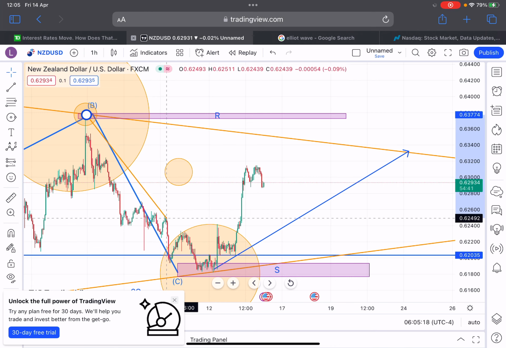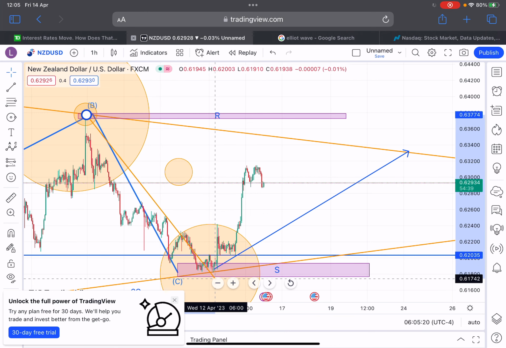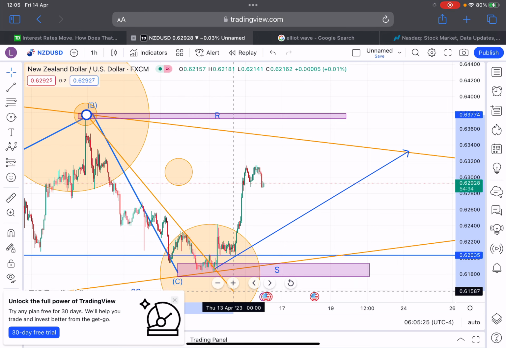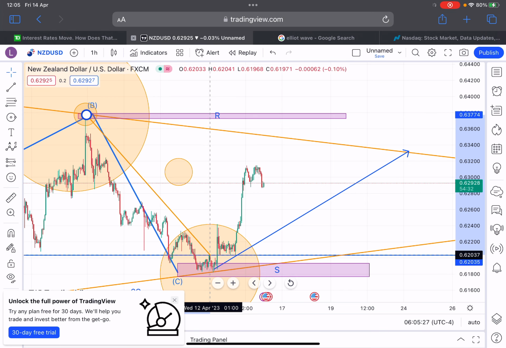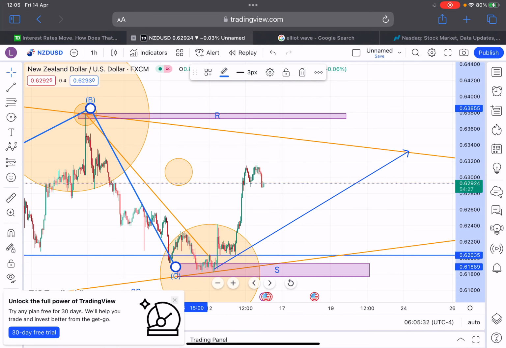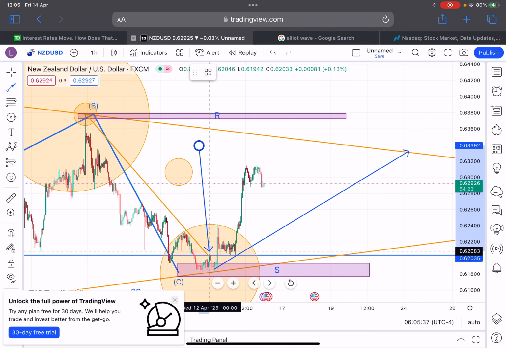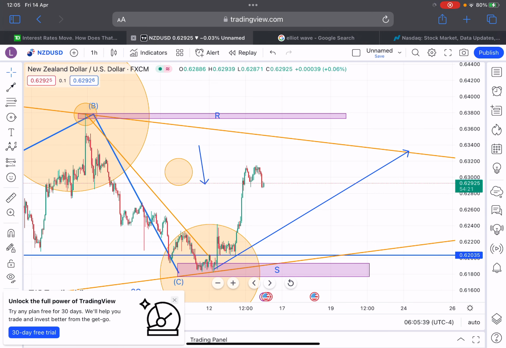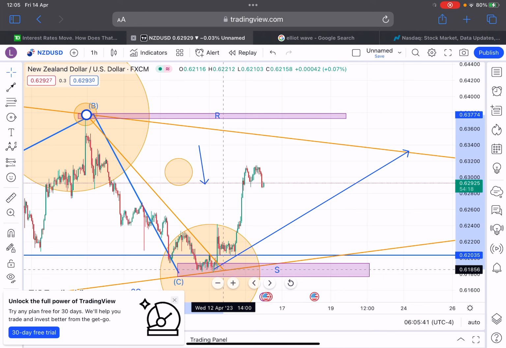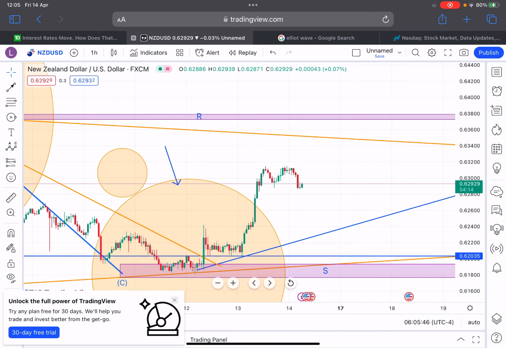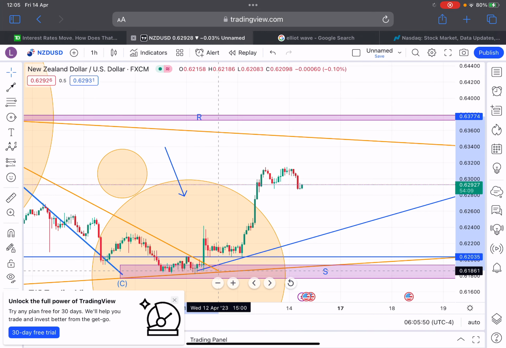So if we use this as our touch 2, then we extend, we don't have a confirmation. If we use this and then we extend, we don't have a confirmation. If we use this as our touch 2 and then let's extend our trend line, we don't have our confirmation. But if we used this candlestick right here as our touch 2, we have a confirmation.